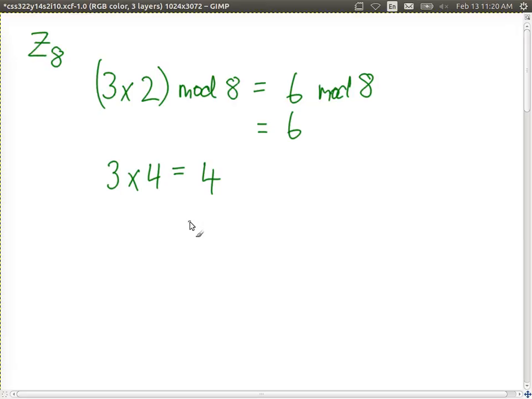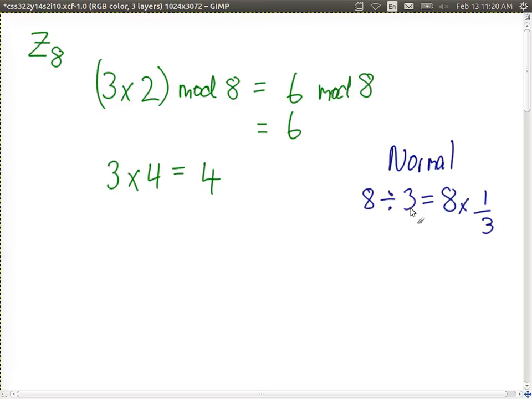Division is more fun. Division is just multiplication, but we multiply by the inverse. In normal arithmetic, that's how we do it. Again, we'll just switch back. In normal arithmetic, we can say eight divided by 3 is the same as 8 times 1 over 3, where the fraction 1 over 3 is the inverse of 3.